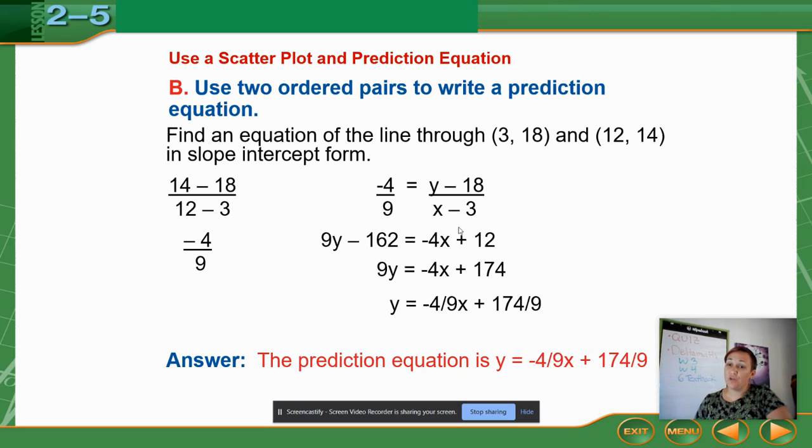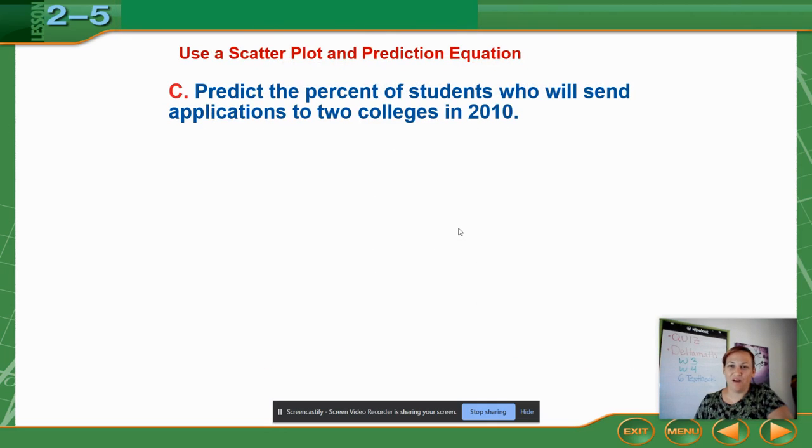Once you have your prediction equation or your line of best fit equation, then you can use that to predict the future. We're not predicting the future in this problem. We're actually predicting the past because 2010 already happened, but our books are not brand new. We did not have data on how many students were applying to two colleges in 2010. So I'm going to try to figure out, based on the data that I have, how many students do I think were applying to colleges in 2010?